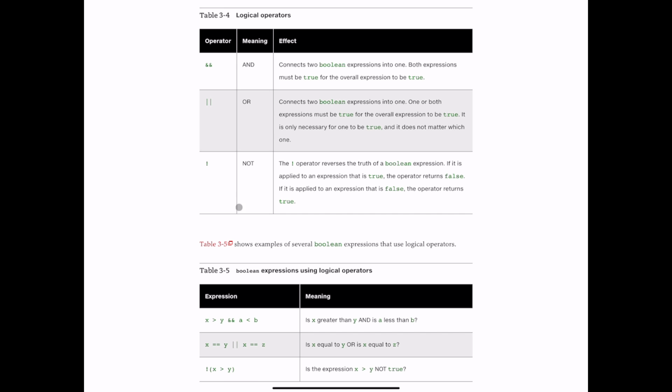Now, the very last one here is NOT, and essentially it reverses whatever is happening here inside of the expression. So if x happens to be less than y, so, inside of this expression, x is greater than y. Nah, let's say x is 10 and y is 20. So this turns out to be false. Because of that NOT operator there, this expression is actually going to be true. So it takes the opposite of what is happening there.